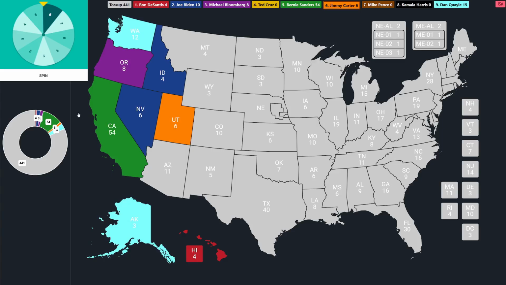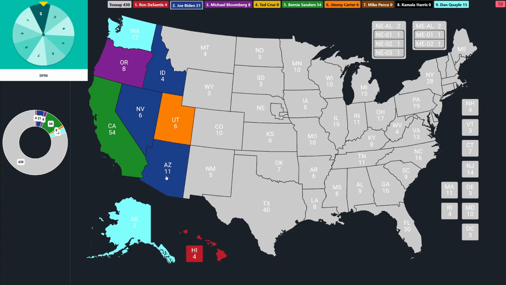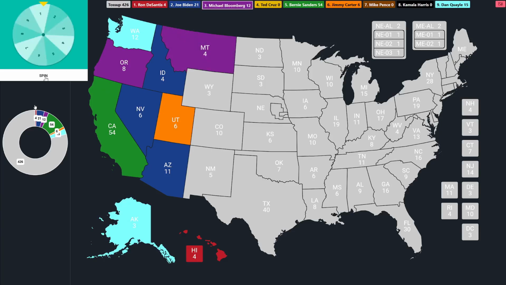Let's do Arizona, the Grand Canyon State. 11 votes for Joe Biden, number 2. 3 states already for Joe. The next state is going to be Montana. 4 electoral votes. And we're going to give them to number 3. We've got MB, Michael Bloomberg. How about Wyoming? The Equality State has another 3. That's not that many, but it could be pivotal later on.